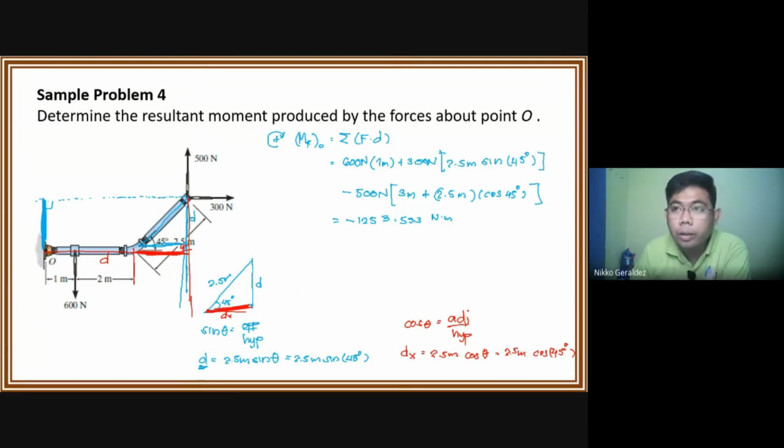the resultant moment at point O is counterclockwise. So we can rewrite our answer as 1,253.533 Newton meter counterclockwise. That is our answer. So that is the moment resultant at point O.